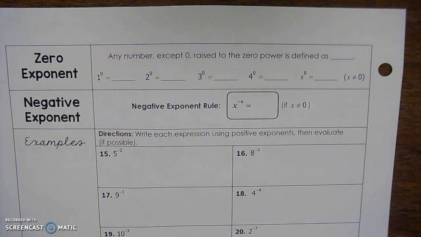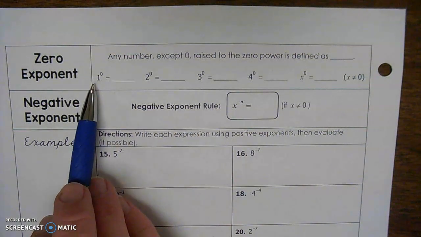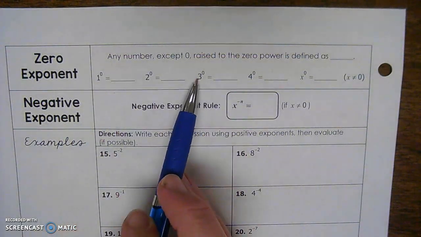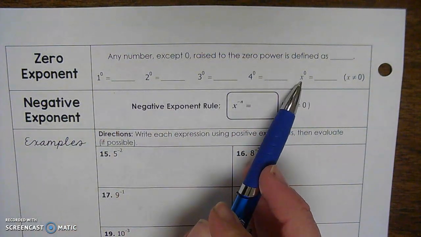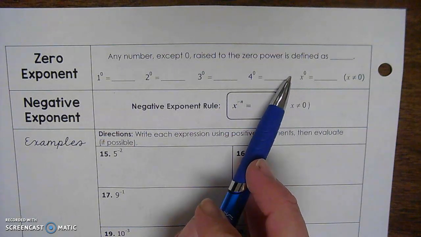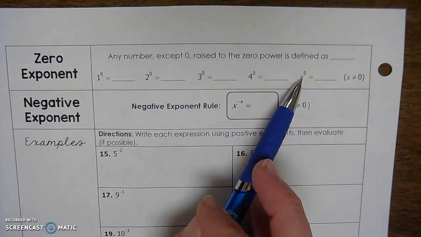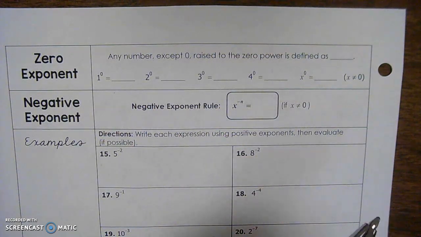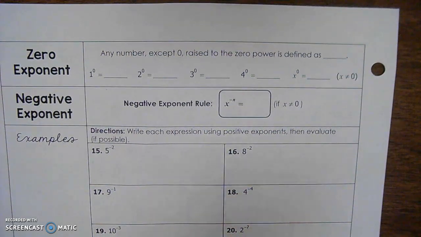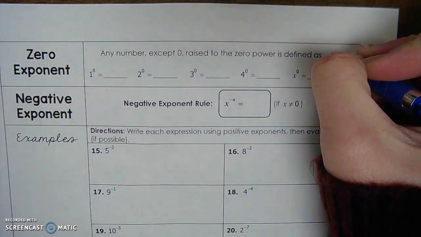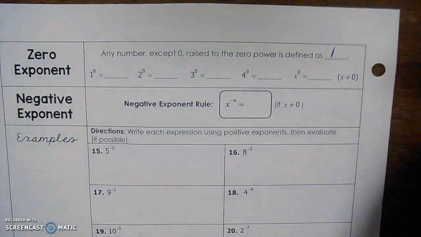For these notes, we're going to talk about two special exponent properties. The first one is when we have anything except for 0 itself raised to the power of 0. So as you can see here, we have 1 to the 0, 2 to the 0, 3, 4, and then x. X can represent anything to the 0 power, as long as, again, we don't have 0 right here. That's something extra special. So anything to the 0 power, most people think it's 0, it's actually 1.